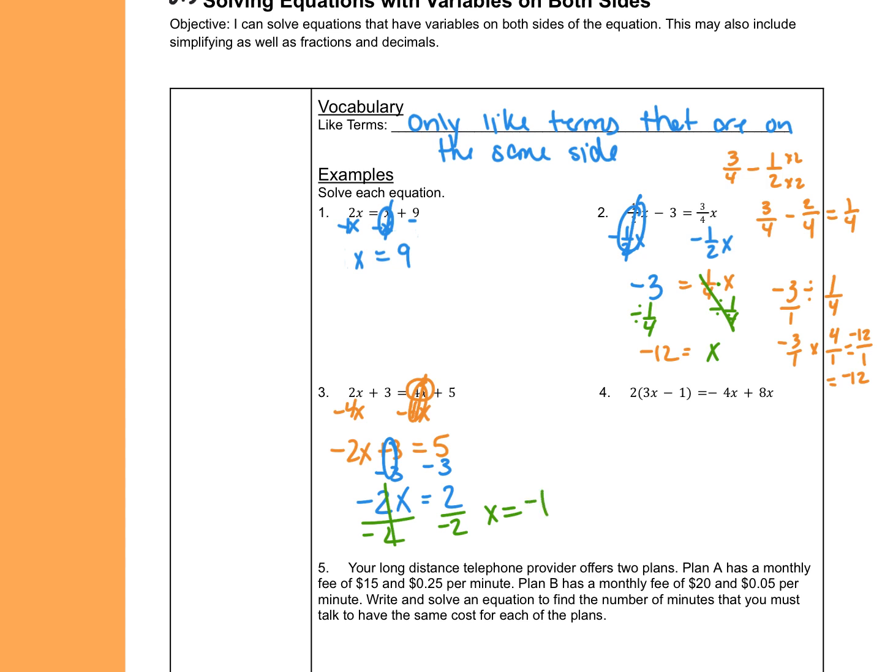On number 4, I notice a couple different things. I'm noticing I've got distributive property on the left, so I'm going to do that. 2 times 3x is 6x. 2 times negative 1 is negative 2. On the right side, I'm noticing that I have some like terms, an x and another x. And because they're on the same side, I can just go ahead and combine those like terms. Negative 4x and an 8x is a positive 4x.